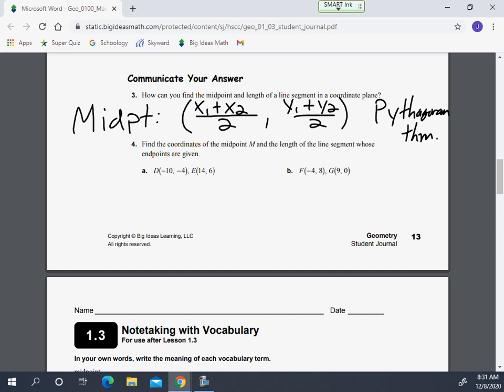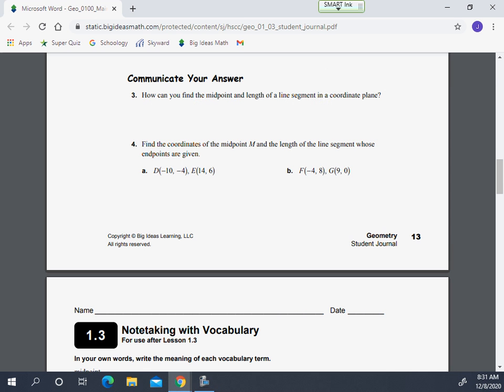Find the coordinates of the midpoint M and the length of the line segment whose endpoints are given. Okay. I'm going to let you work on those, A and B. You guys can pause the video and work on those quick. I am going to move on.